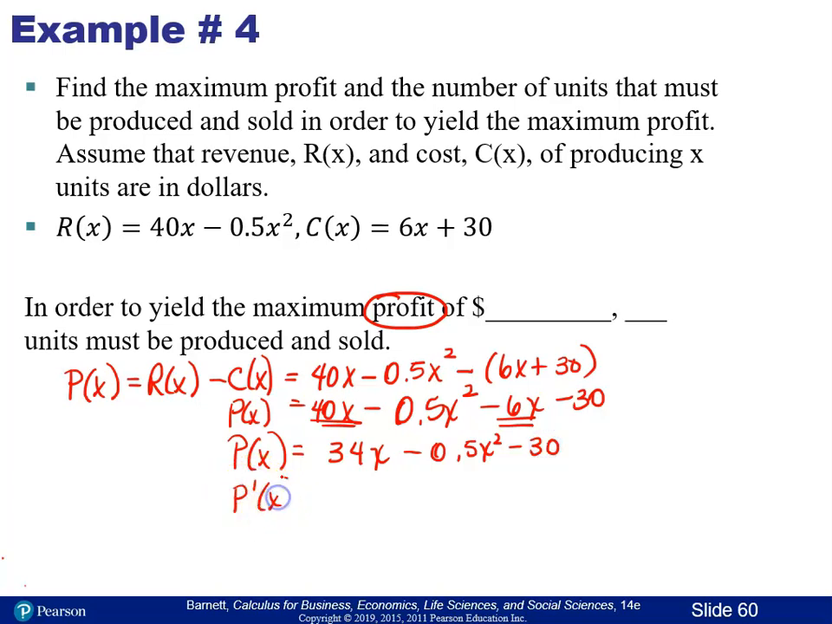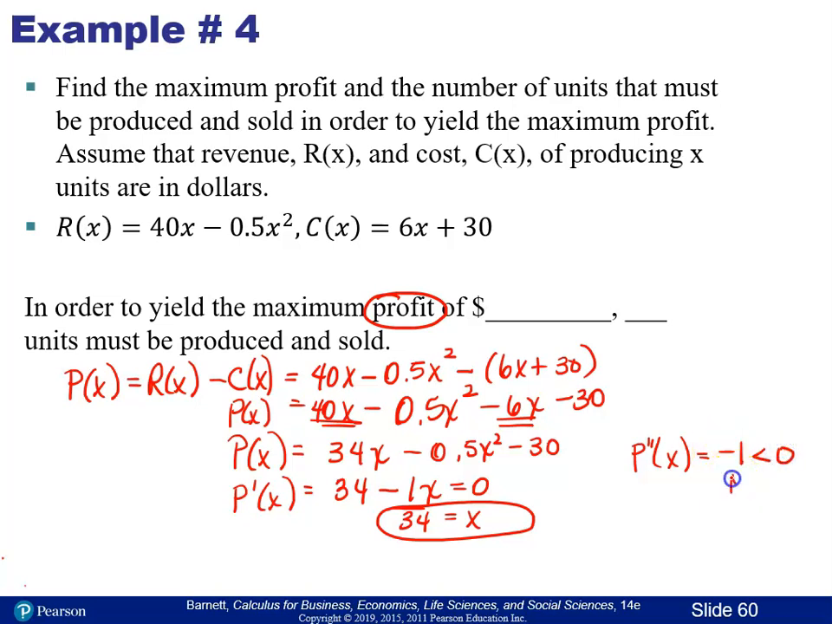And now I'll take the derivative because I do want to maximize the profit. So the derivative of the profit is 34 minus 1x, equal to 0. If I move that x over, I get 34 as my critical number. If I look at the second derivative, it would be -1, and therefore it would be a maximum that I'm working with. So this is going to give me the maximum profit for this particular situation.